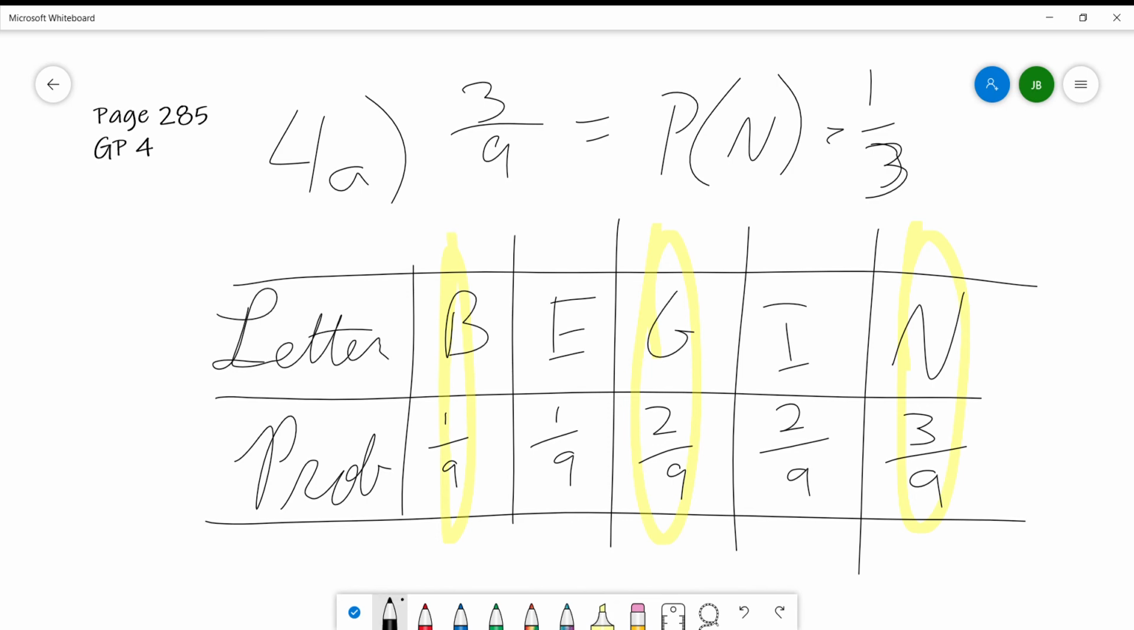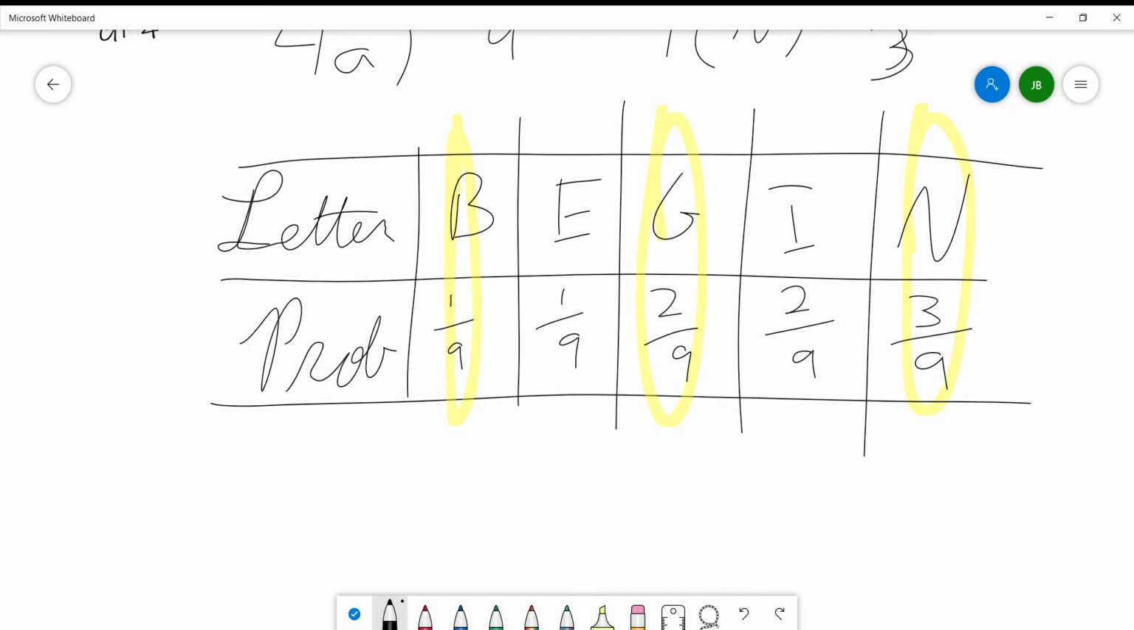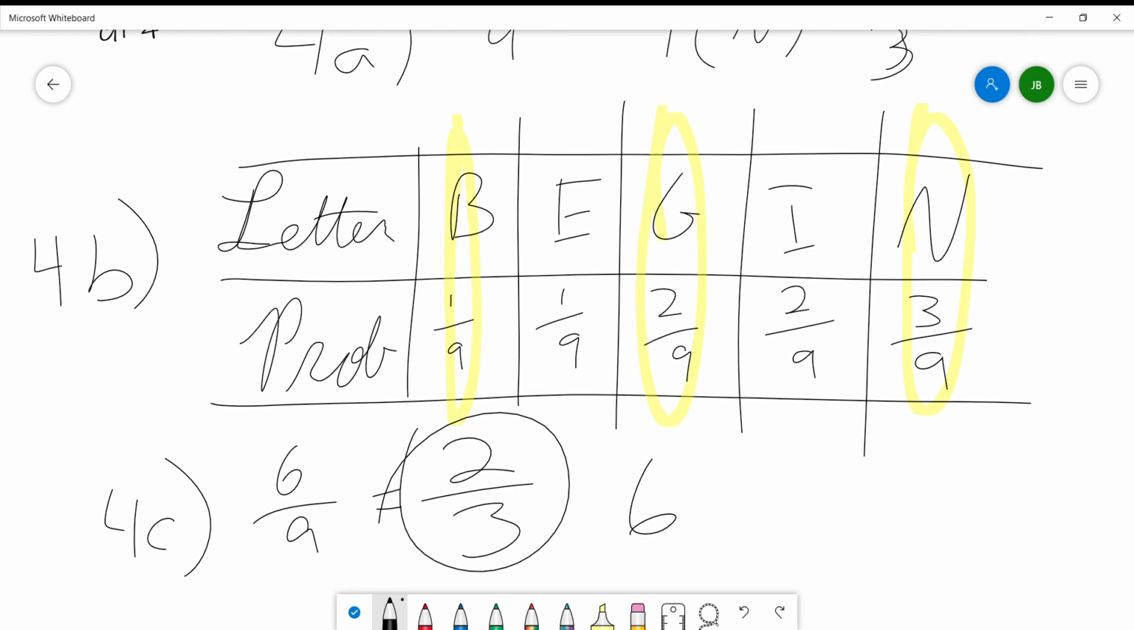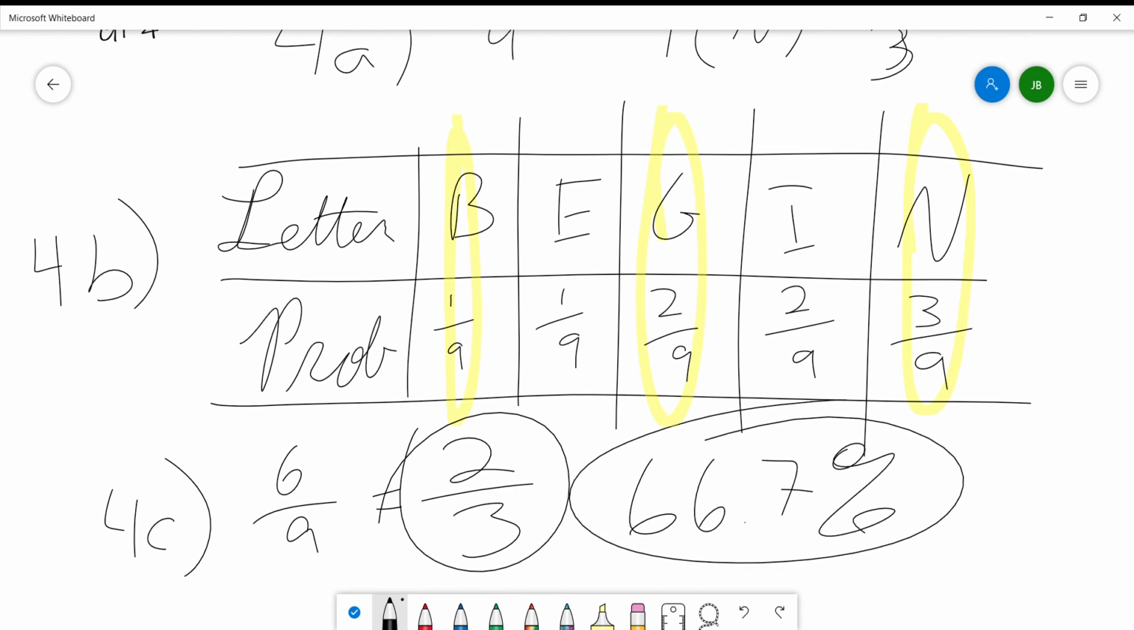The answer is, so this is B, and then for C, that would be what did I say? 6 over 9, which equals 2/3. Boom shakalaka. If you did 66.7%, I would say that is a wonderful answer. That's how I would do that.